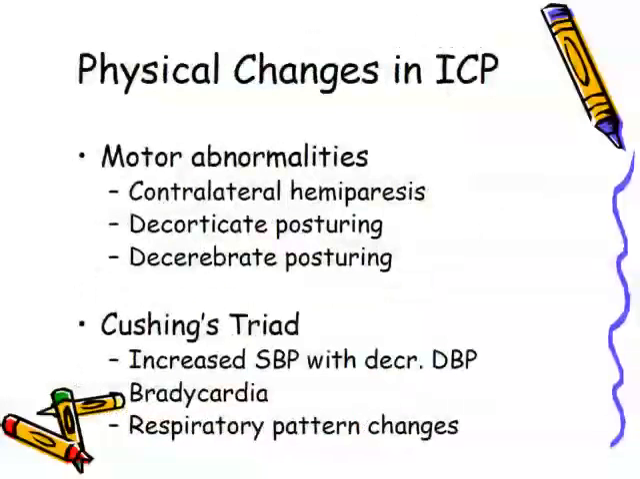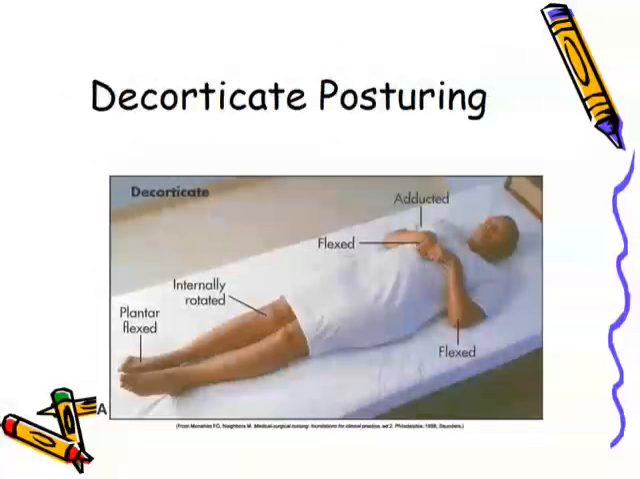Physical changes in intracranial pressure include motor abnormalities. That patient may be doing posturing. We may see Cushing's triad, where the patient has increased systolic blood pressure with decreased diastolic blood pressure, bradycardia, and respiratory pattern changes. So in our particular case scenario, we are saying that the patient actually had, I believe it was decorticate posturing, and this is an example of that.